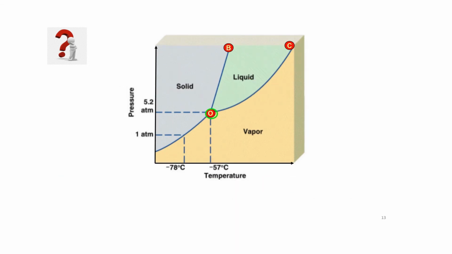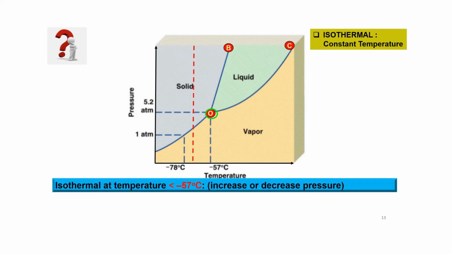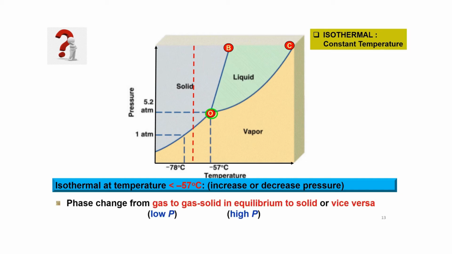We still use the phase diagram as an example, but now we set a constant temperature, or the term we can use is isothermal. So let's say we have the red line here, where we set the temperature constant below negative 57 degrees Celsius, but we can increase or decrease the pressure. So can we describe the phase changes if we increase the pressure? Yes, okay. The phase change is from the gas, solid in equilibrium, then to the solid, or vice versa.